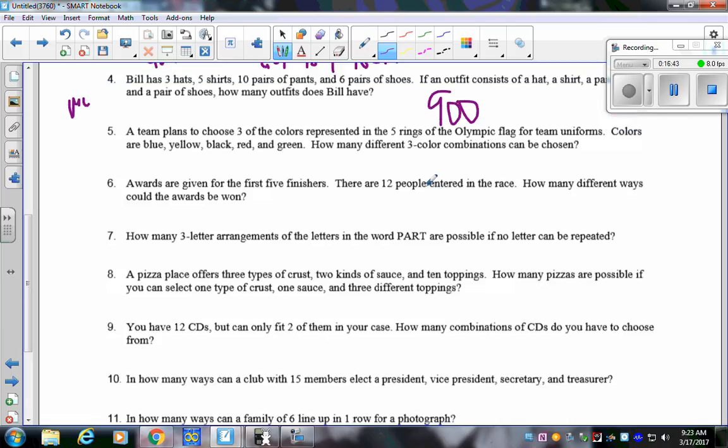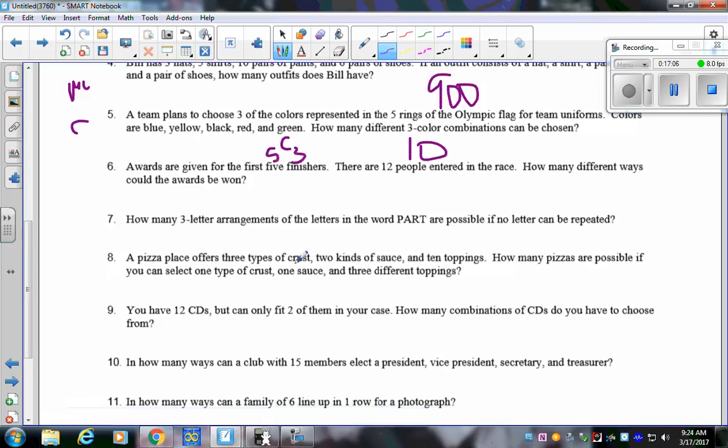All right, number 5, a team plans to choose 3 of the colors from the 5 rings in the Olympics. The colors are blue, black, red, whatever. How many different combinations? So I'm not putting them anywhere. I'm just picking 3 colors. That's a combination. So I'm doing 5C3 because I have 5 colors and I'm choosing 3. When you type that in, you should get 10. So in a combination, the closer together these values are, the smaller the outcome.